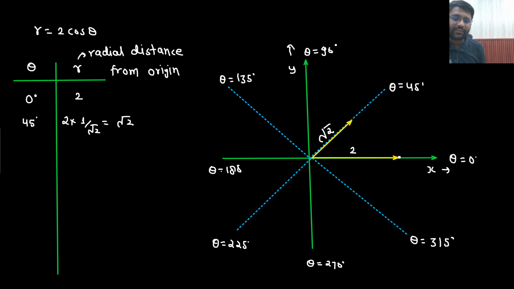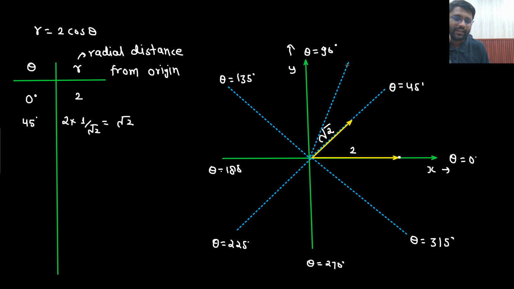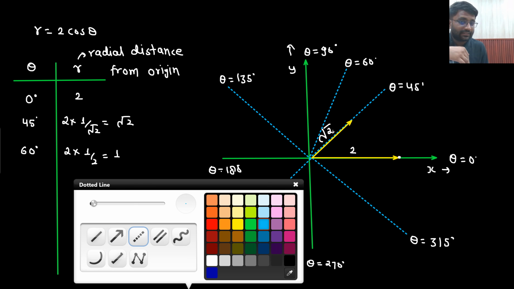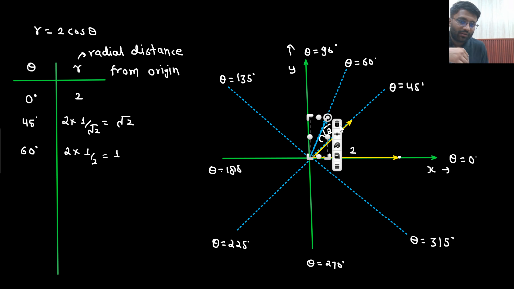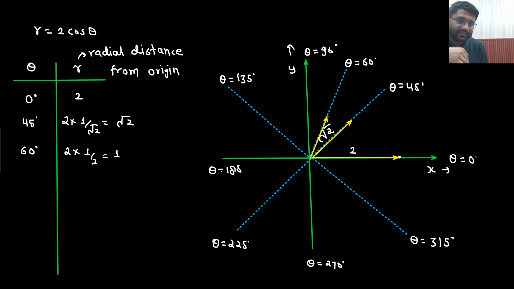You can take theta as 60 degrees as well. Where will 60 degrees be? 60 degrees would be somewhere here. So when theta is 60 degrees, what will be the cos 60 value? That would be 1 by 2. That means this is even lesser than root 2. So the value is 1, which is lesser than root 2. When theta is 60 degrees, you need to move a distance of 1.